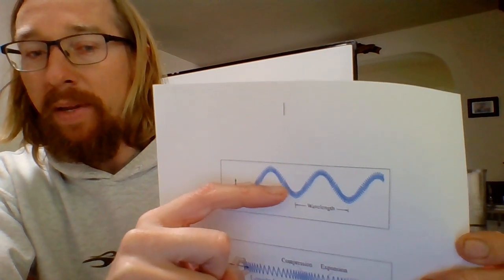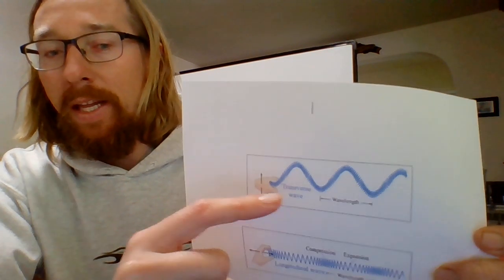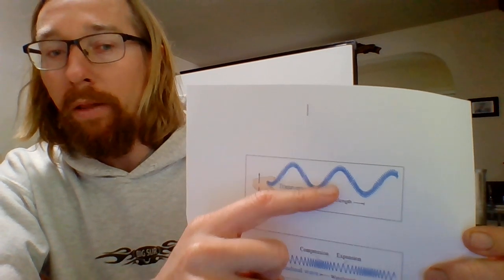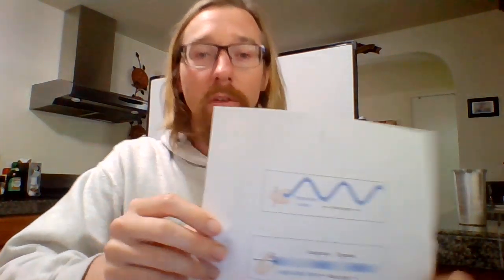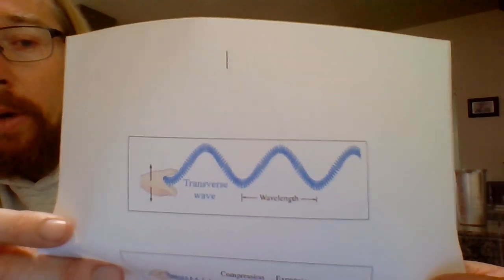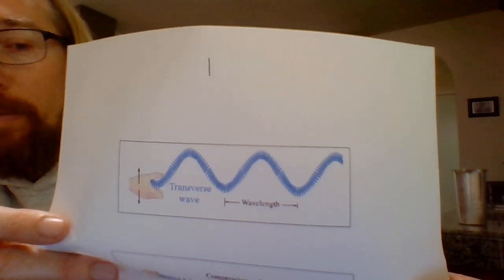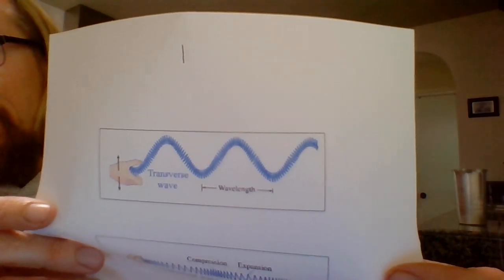So the wave would be going this way. And the particles would be moving perpendicularly to the wave. Now, when I say perpendicular, think this. So the wave is moving this way, and the particles are moving up and down. So that's what I mean by perpendicular. So when transverse waves go through a medium, they move perpendicularly to the particles of that medium.